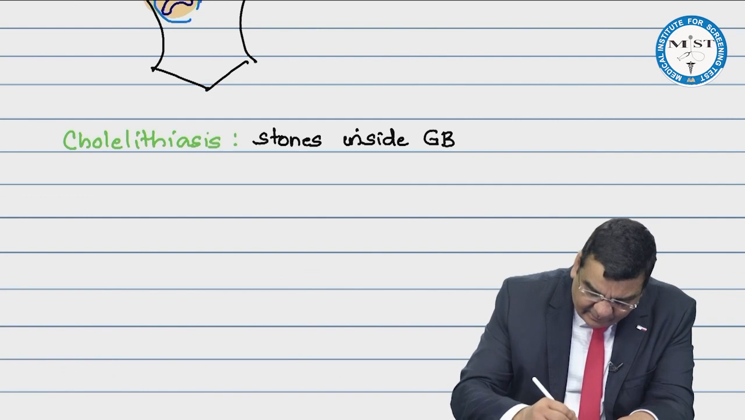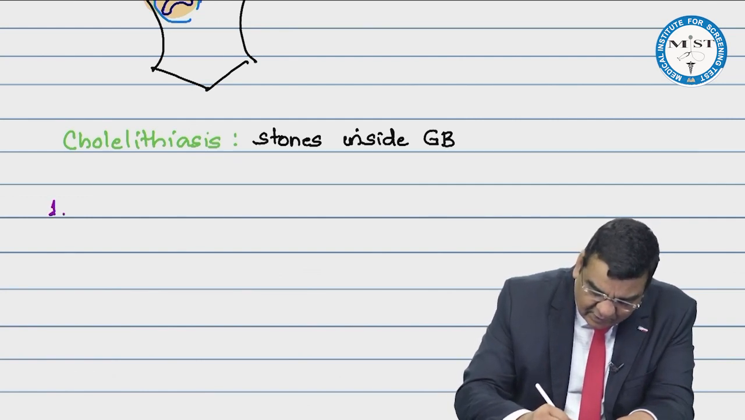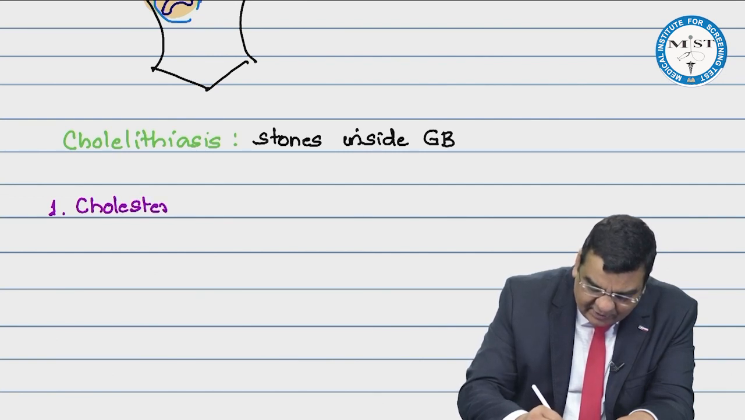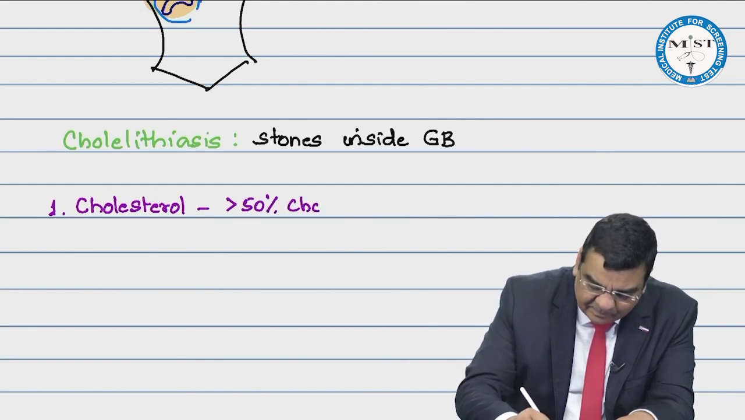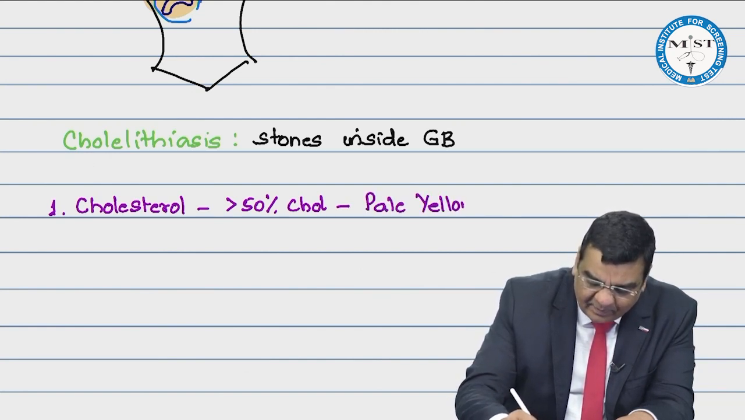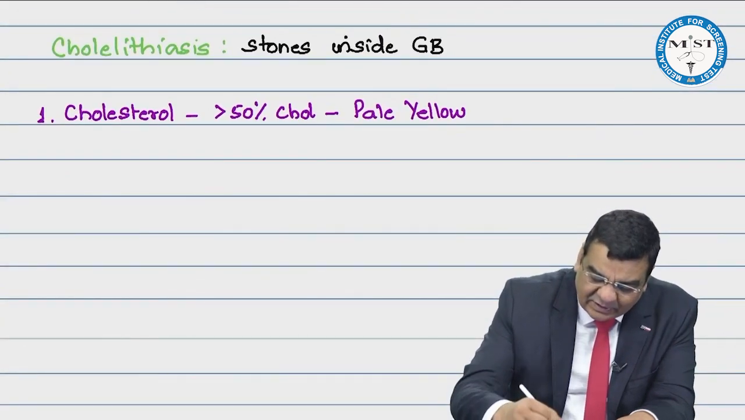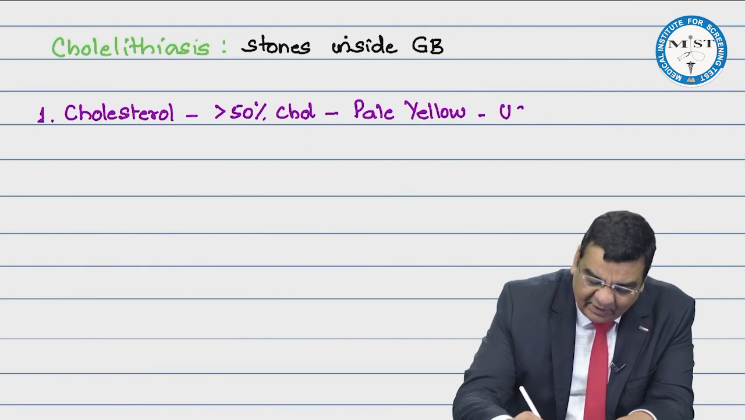The different types of stones can be related to cholesterol. Generally, in the cholesterol stones, there is more than 50% of cholesterol. These cholesterol stones are pale yellow in color, and they are more common in the Western world, commonly seen in US and Europe.